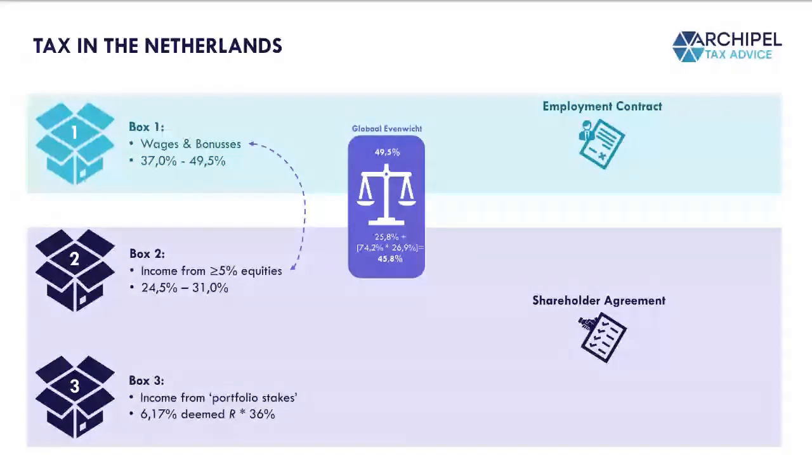So either pay as you earn, 24.5 to 31% in box 2, or a deemed return of 6.17% taxed at 36%, which is a very good deal for a very high-performing stock and a very poor deal for low-performing stock. Do note, before you can obtain the equities, there can be a wage tax event if you have an explicit or implied discount. So that's one of the reasons sometimes people gravitate towards the elements that are implemented through the employment contract. It's simpler.